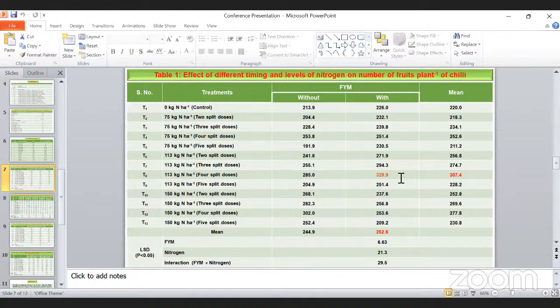The F25T4 treatment, that is 329.9 number of fruits per plant, had 9.23% higher fruit yield than the F0T12 treatment, that is 150 kg nitrogen in 4 equal splits without FYM. The number of fruits reflects the ability of the plant to produce flowers and fruit, and there is a positive correlation between the number of fruits per plant and the fruit yield. So the incorporation of nitrogen fertilizer results in higher fruit yield up to 113 kg nitrogen per hectare, but at 150 kg nitrogen there is an increase in vegetative growth, so the 113 kg nitrogen in 4 equal splits has the higher fruit yield, and the number of fruits per plant is also more in that.